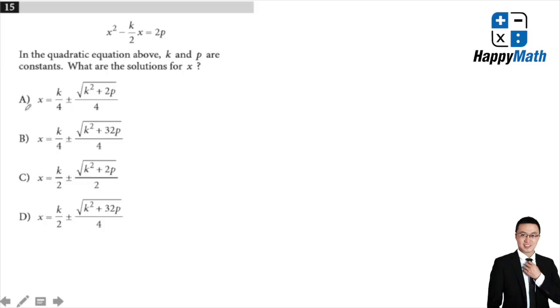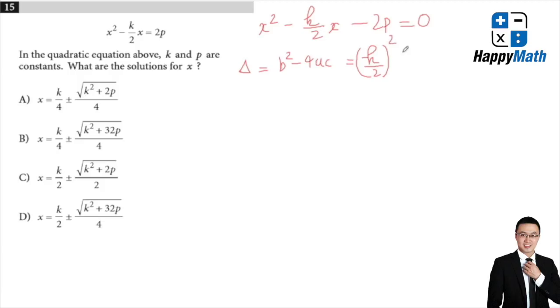In the quadratic equation above, k and p are constants. What is the solution of h? I change this one to become a quadratic equation, and I use the discriminant to solve. B squared minus 4ac: k is minus 2 squared minus 4a and c. I mean k squared plus 8p.